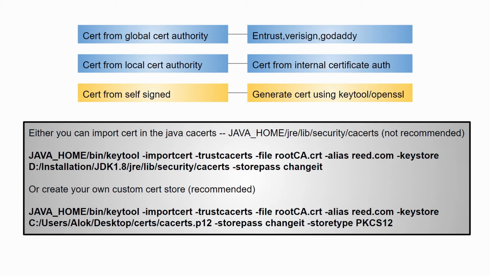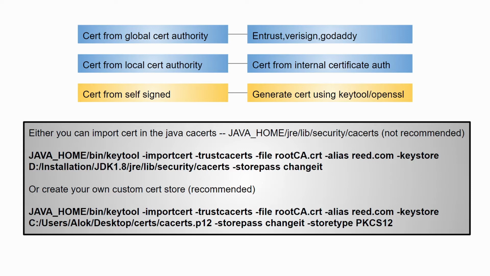Similarly, many organizations have their own local certificate authority set up. In that case, you will get the certificate from there. For most of your services, you are getting your certificate from the internal local certificate authority. And the final one is a self-signed certificate. In this particular video, the one I'm using is a self-signed certificate. So this is all about different types of certificates.